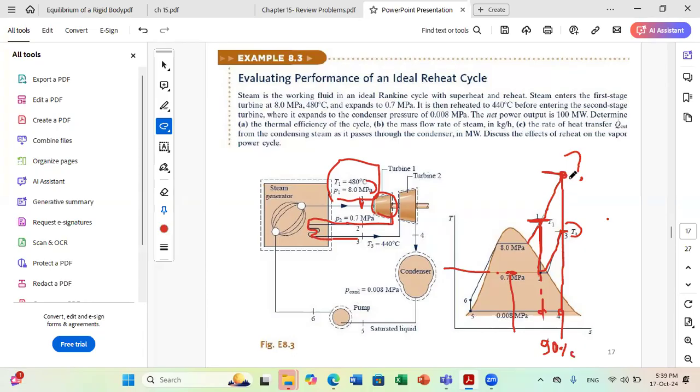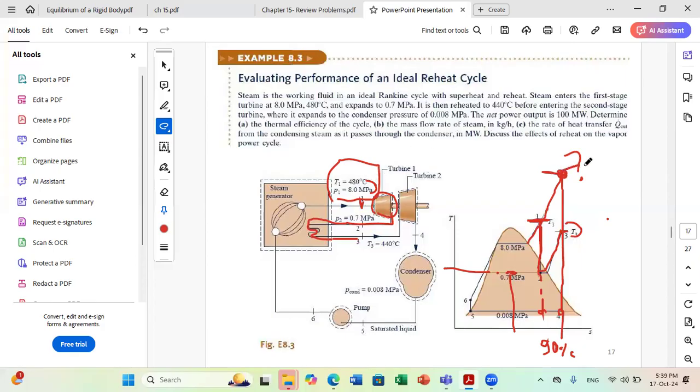But outside of the dome, they can give you P and T. So since they gave us P1 and T1, we are sure that we are not in change of phase. And since we are in the exit of the boiler, then we can consider that we are in the superheated region. Okay? So we can go to our superheated table and we can find for this point all properties needed.